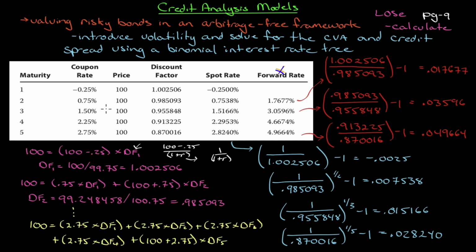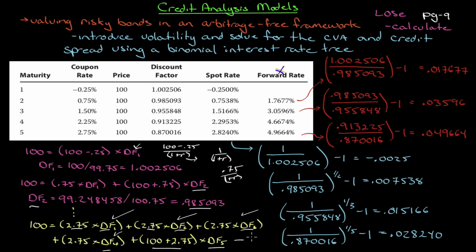To get our second discount factor, notice here it's 0.985093. Well, we have a par bond coupon of 7.75%, so we're going to get 75 cents multiplied by discount factor 1, or if you like it better this way, 0.75 discounted by 1 plus r, plus 100 plus our coupon multiplied by our discount factor 2, and we solve for discount factor 2. And we just keep going all the way down. You can satisfy yourself that the last one here is 2.75 times discount factor 1, 2.75 times discount factor 2, discount factor 3, discount factor 4, and then here's our final payoff times discount factor 5. By this point, we would know all of these discount factors. We solve for discount factor 5.